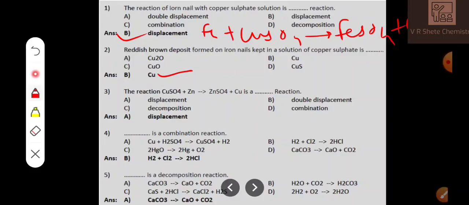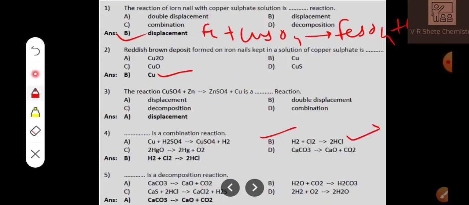Next one, that is the combination type of reaction. First one, copper reacts with H2SO4, it is a displacement type reaction. Second one, H2 plus Cl2. So this is your correct answer. B is the correct answer. That is a combination type of reaction. Two or more reactants giving a single product is called a combination type of reaction. In the third one, decomposition, and the fourth is also decomposition type.